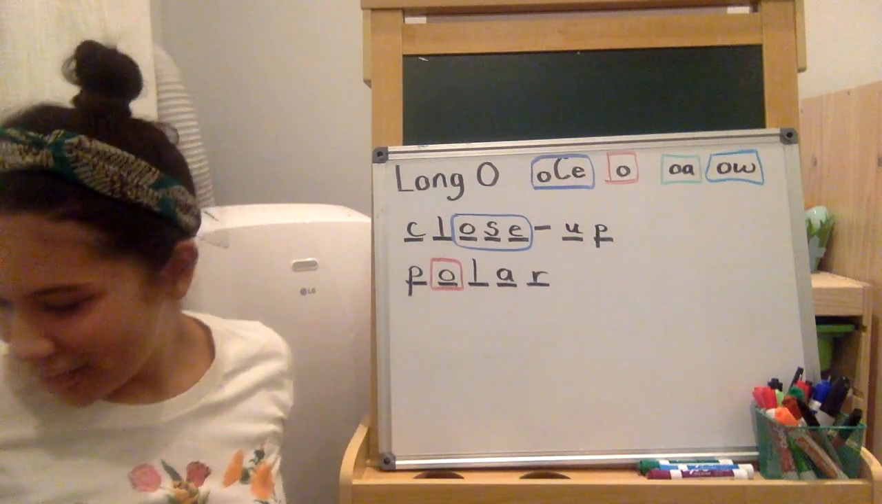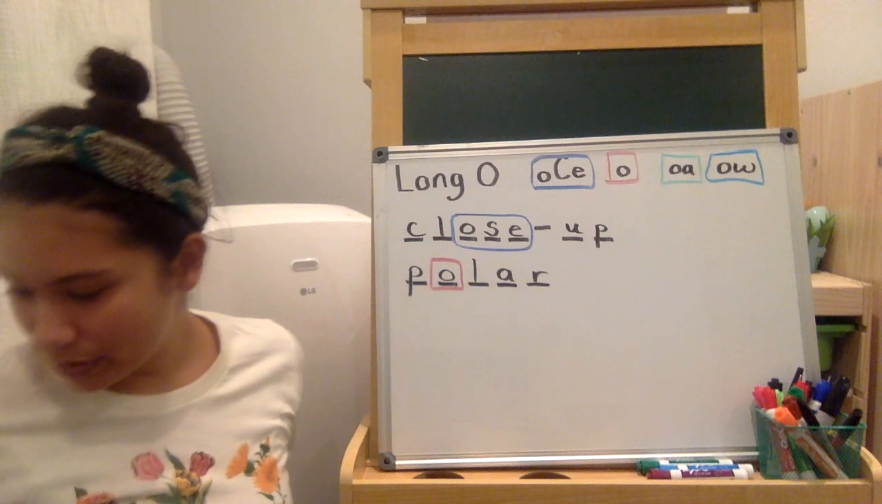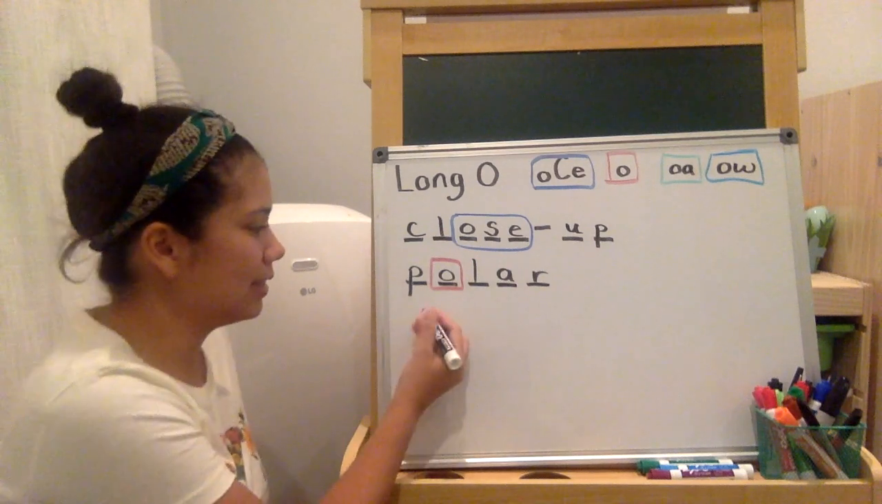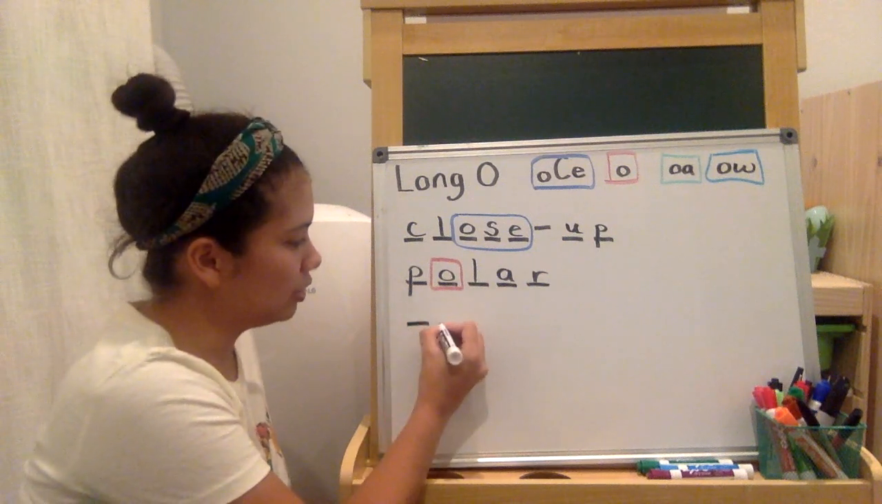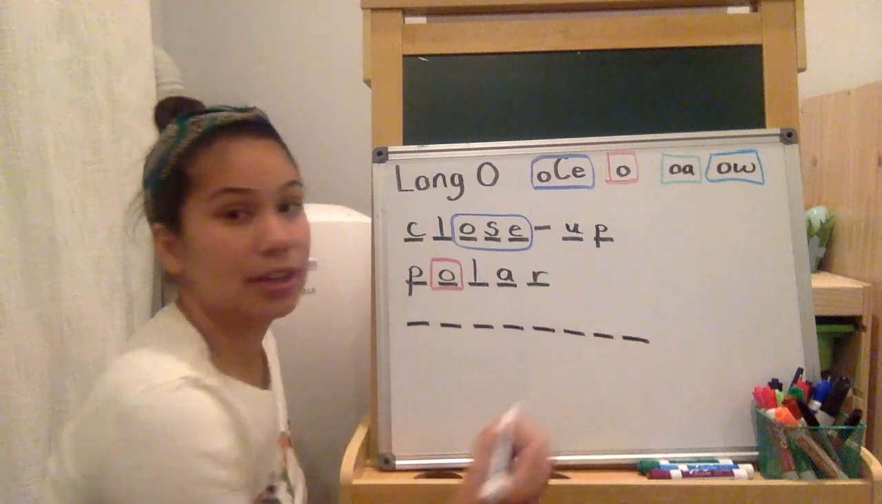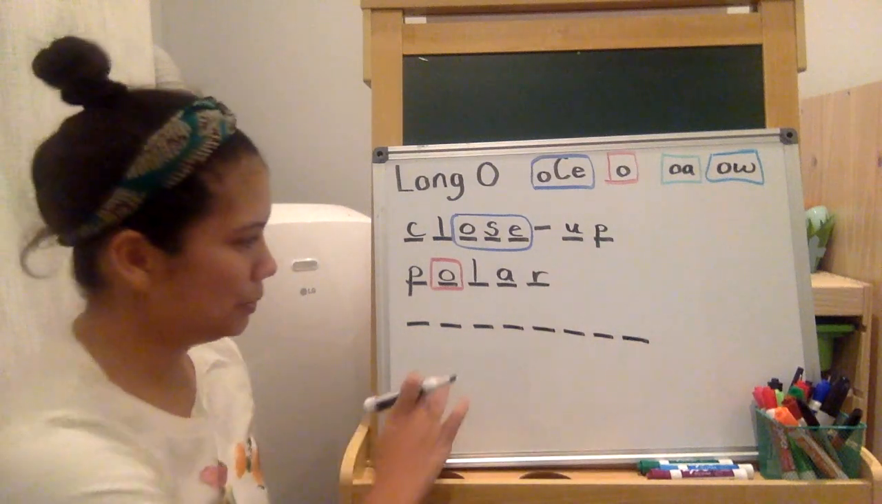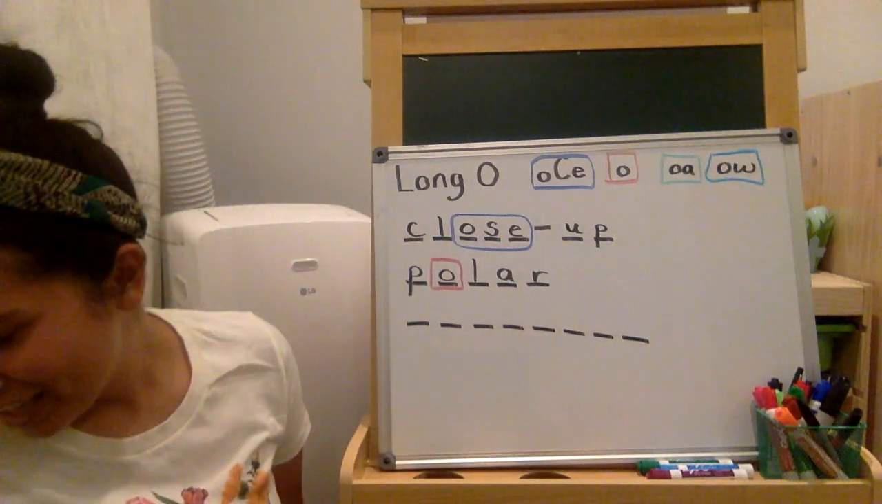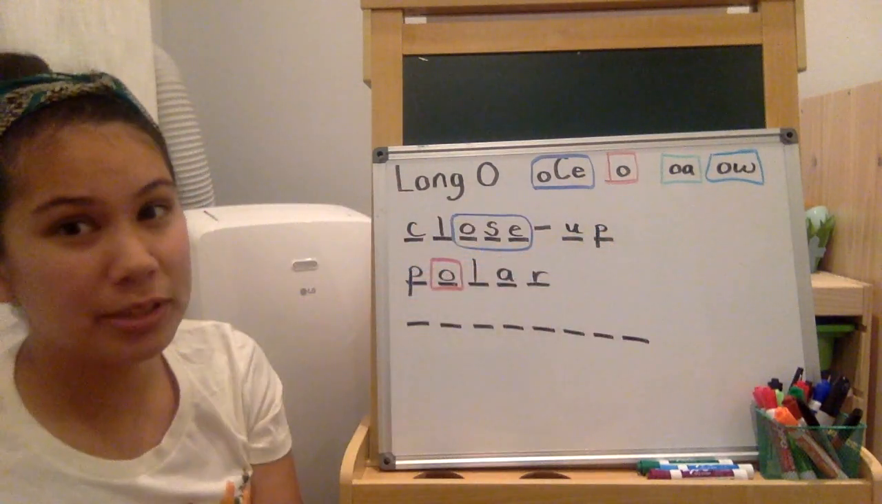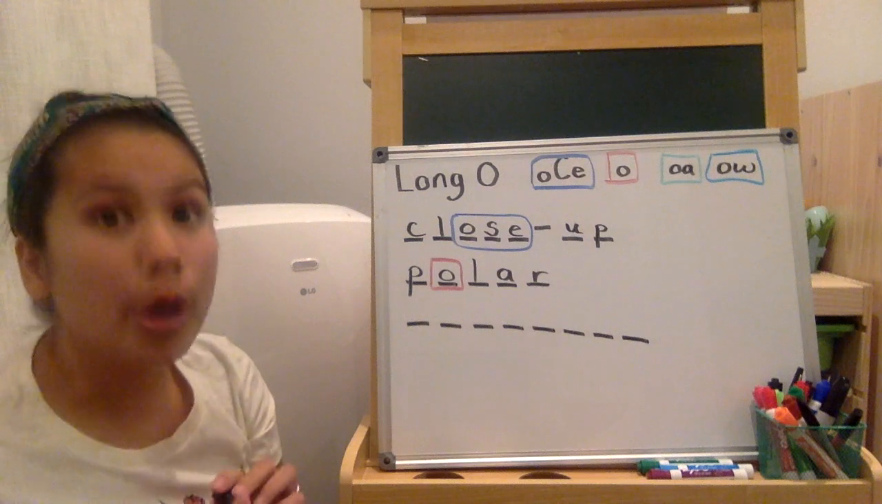OA. So the next one we're going to do is going to have 8 dashes. Go ahead and draw 8 dashes. 1, 2, 3, 4, 5, 6, 7, 8. So you've got 8 dashes. Ooh, mine kind of slanted down. So the word we're going to do together using the OA long O spelling pattern is approach.